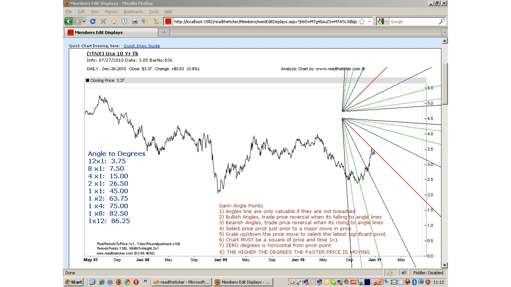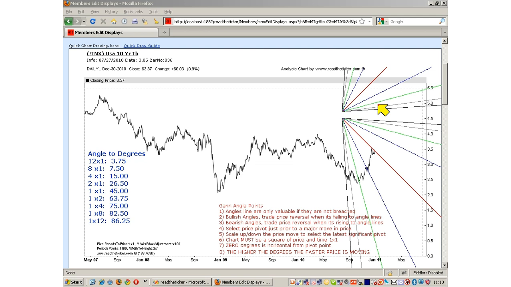And another important aspect of the Gann angle is the 45-degree line. The red line is the 45-degree line. This is price and time moving up in increments of 1. For example, if time increases 1 unit, price will increase 1 unit. Time decreases 1 unit, price would decrease 1 unit.